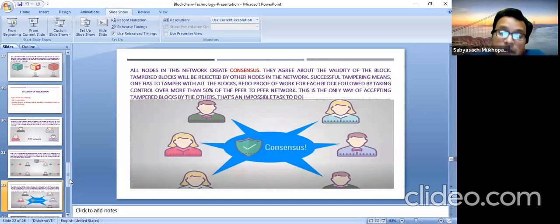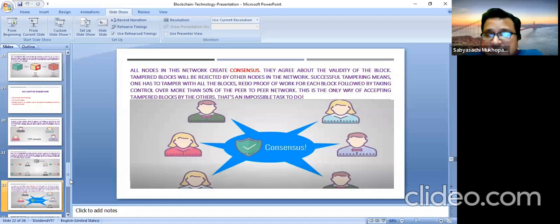Then what will be the next step? Whenever all the nodes in this network agree that there is no tampering, this concept creates the consensus. They all agree about the validity of the newly created block. So any tampering, if it happens, will be rejected by the other nodes in the network. To do any successful tampering, one has to tamper with all the blocks, redo the proof of work for each block, and also take control of more than 50% of the peer-to-peer network. That is the only way of tampering with the blocks, and it is almost an impossible task.